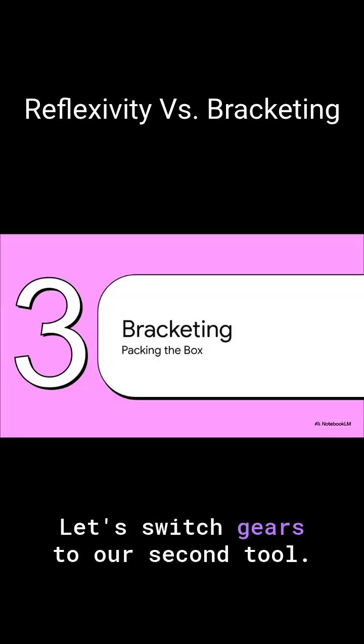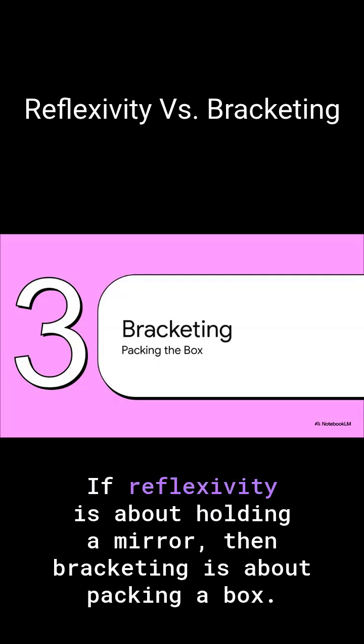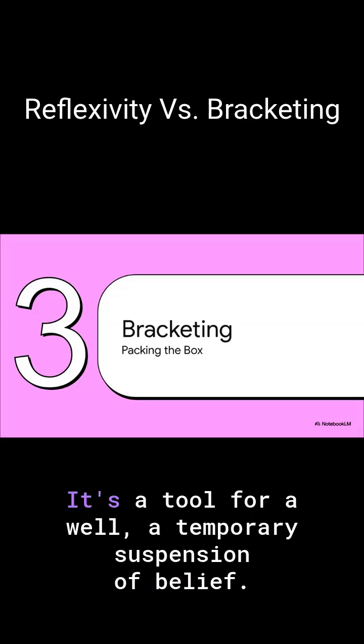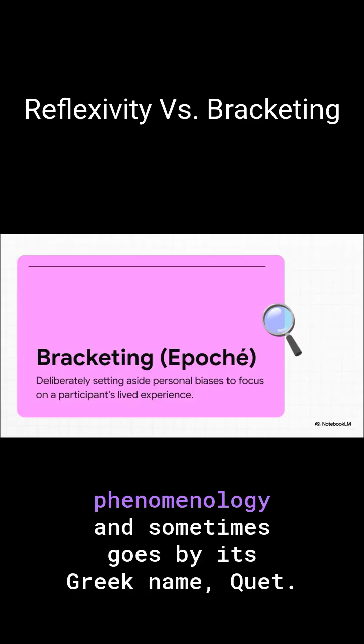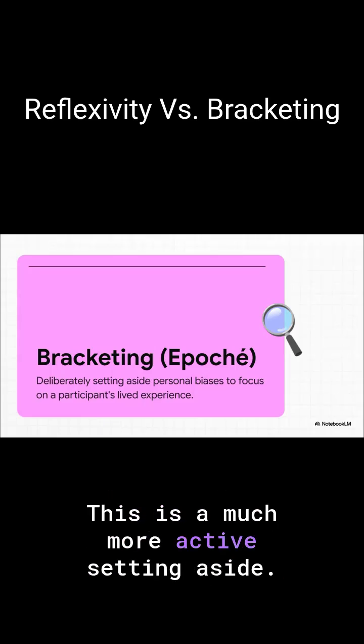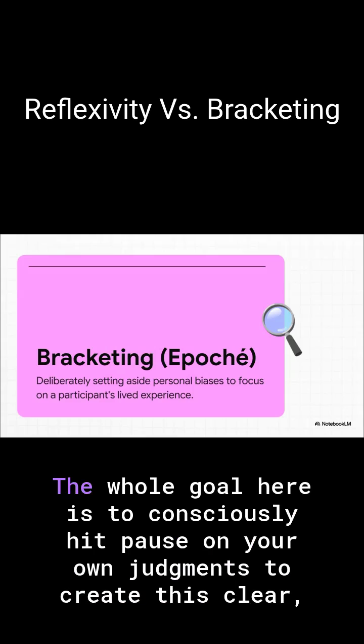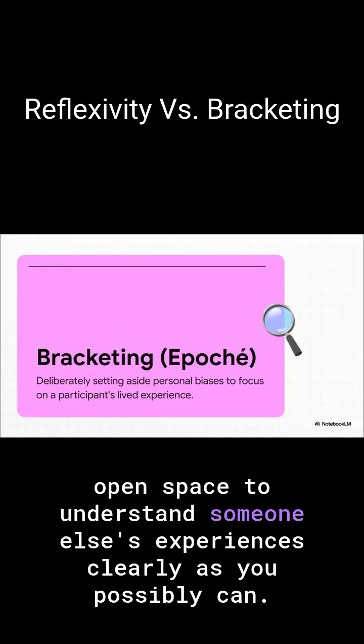Okay, let's switch gears to our second tool. If reflexivity is about holding a mirror, then bracketing is about packing a box. It's a tool for a temporary suspension of belief. Now, bracketing, which, by the way, comes from a philosophical tradition called phenomenology and sometimes goes by its Greek name, epoche, this is a much more active setting aside. The whole goal here is to consciously hit pause on your own judgments, to create this clear, open space to understand someone else's experience as purely as you possibly can.